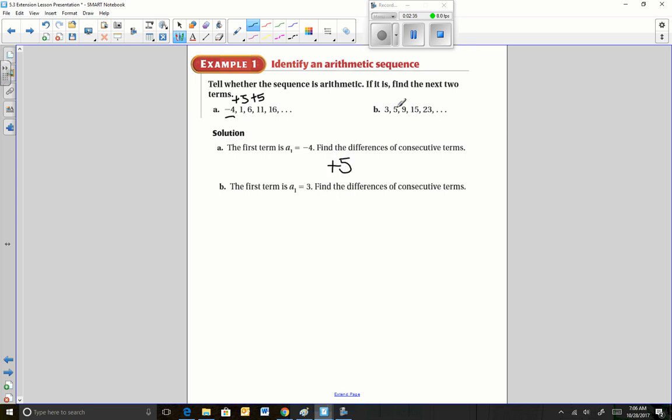All right, let's look at part B. Check out these numbers. 3 plus 2 gets me 5. 5 plus 4 gets me to 9. Oh, no way can this be an arithmetic sequence. So this one we would say is not an arithmetic sequence. All right. So yes, arithmetic sequence, common difference is 5. No, it is not because it adds different numbers each time.